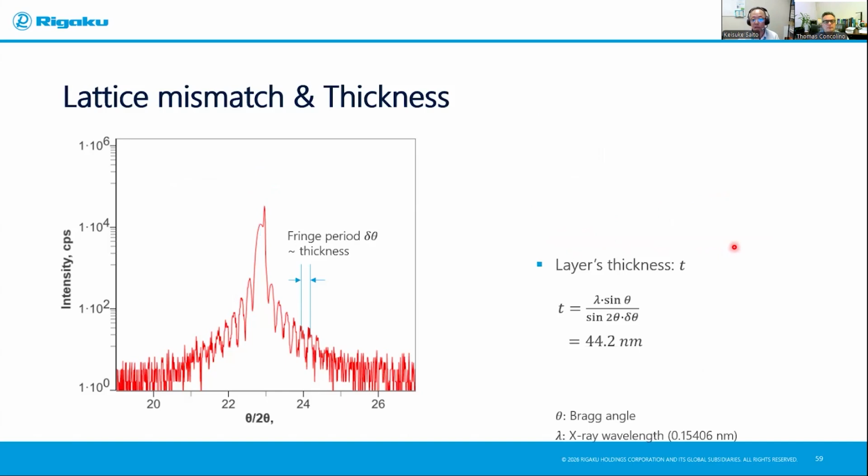What about thickness? The thickness is calculated from a different equation, of course. So thickness T, lambda, Bragg angle, sine twice the Bragg angle, and the delta theta is the spacing between the fringes in radians, not degrees. So then I found 44.2 nanometers thick. This is the film thickness.